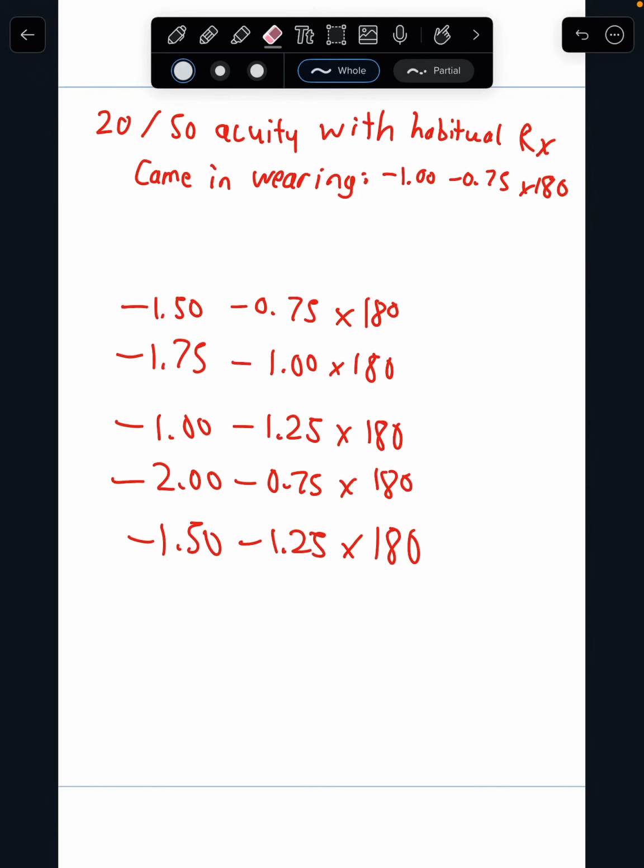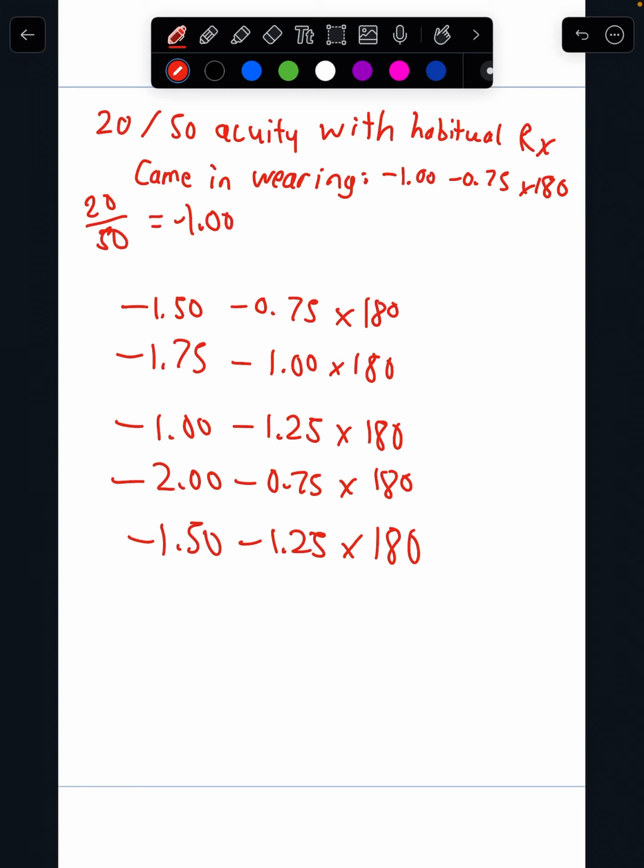Okay, so this is a common problem that you'll see. The patient's entering acuity is 20/50 with their habitual Rx, and they came in wearing this prescription right here. The question will be, which of these following answer choices is a prescription that we could give the patient? So if we know that their entering acuity is 20/50, 20/50 spherical equivalent is -1.